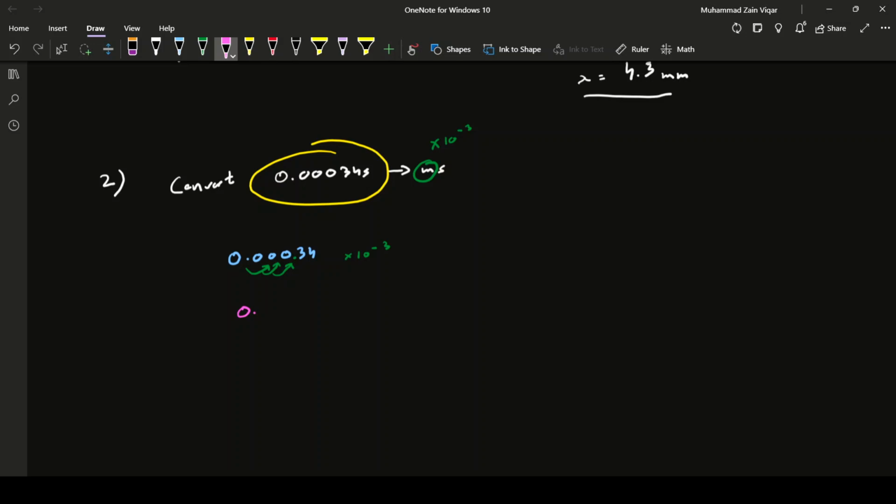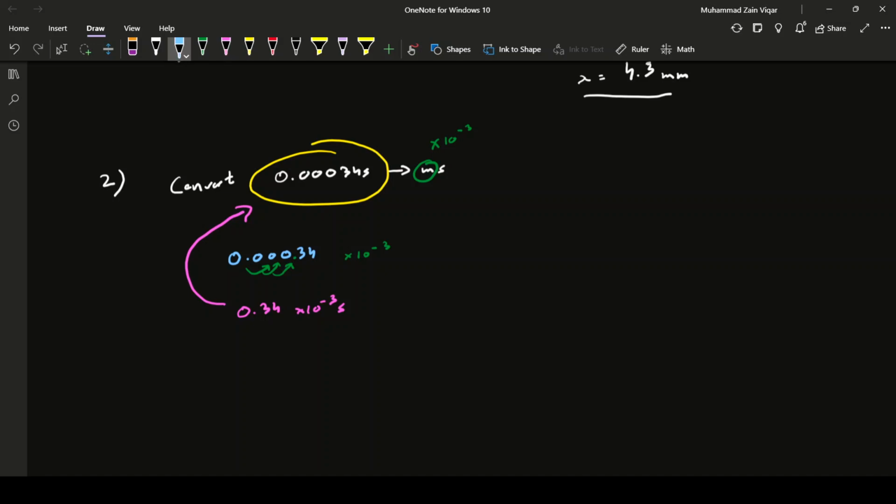This number becomes 0.34 times 10 to the power negative 3 seconds. This is the same as this number. I've just moved the decimal point and decreased the power of 10. So if you could try this, this would give you the same result.